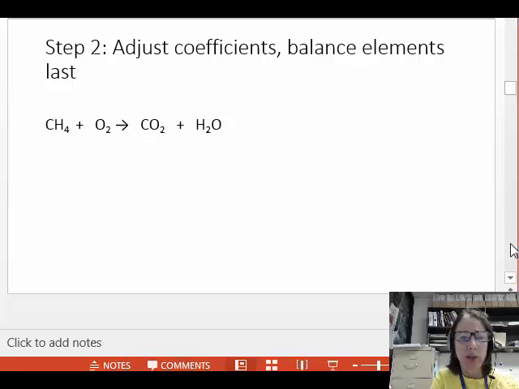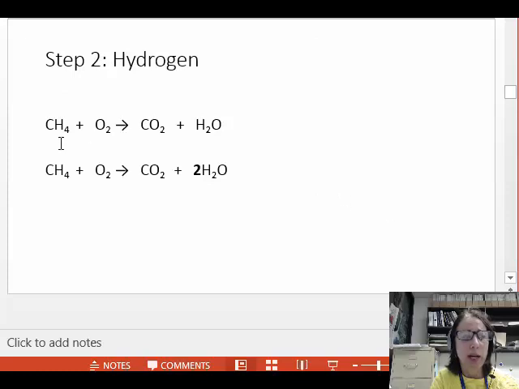Let's look at hydrogen next. On the reactant side, there's a coefficient of 1 times subscript 4 for 4 hydrogen atoms, while the product side has a coefficient of 1 times subscript 2 for 2 hydrogen atoms. To get the number of hydrogen atoms equal on both sides, we place a coefficient of 2 in front of the water. We now have coefficient 2 multiplied by subscript 2 for 4 hydrogen atoms on the product side. Carbon and hydrogen are balanced.